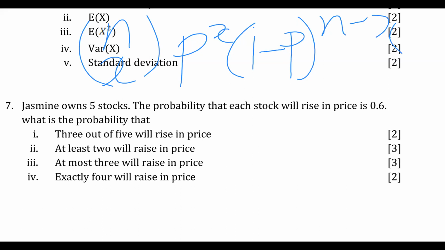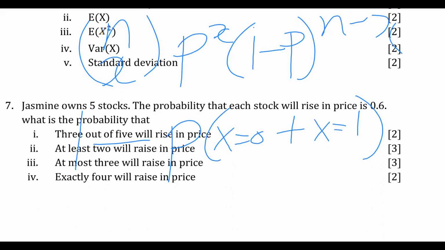You can just subtract these lower probabilities from 1. So say 1 minus the probability that x is equal to 0, plus the probability that x is equal to 1. You followed? So there are 5 in total. We are asking for the probability of finding 1 and above, or of finding 2 and above.